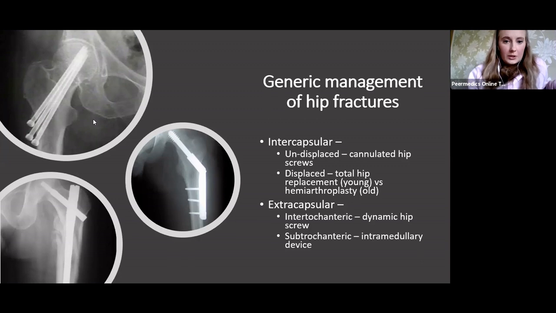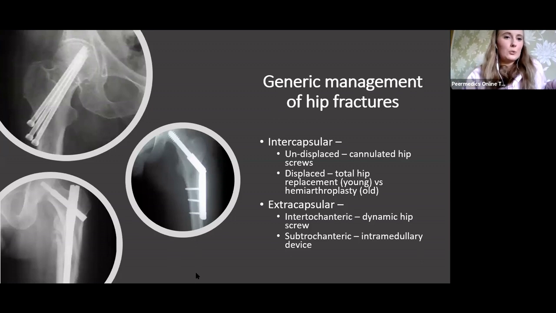And if it's extracapsular, you can break down your management into whether it's intertrochanteric, and then you'd use dynamic hip screws, which are shown in the middle image, the one that looks like it's got a toothbrush on the end. And if it's subtrochanteric, you're going to use an intramedullary device. That's shown in the bottom left. And again, if in doubt, if you've got any kind of vascular compromise, you just do a hip replacement.